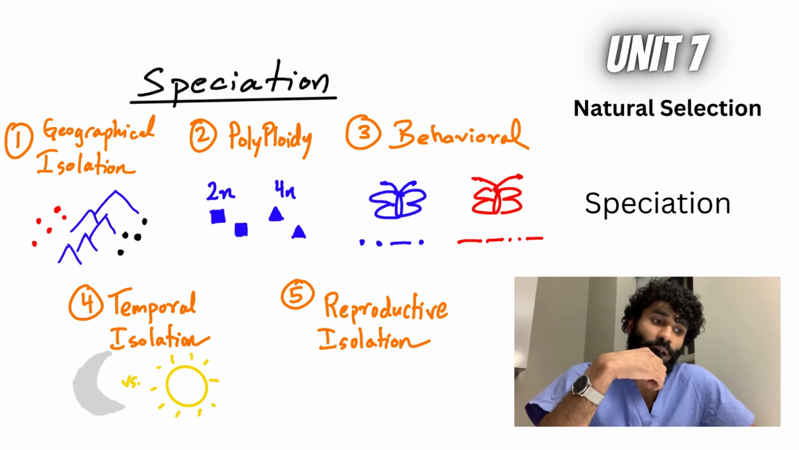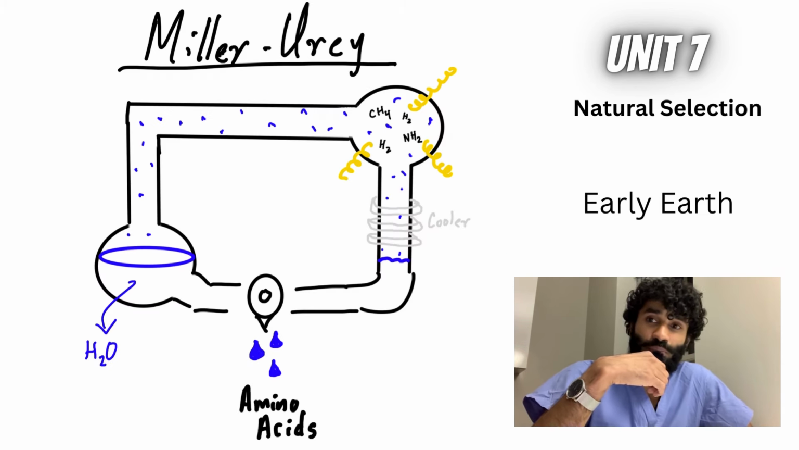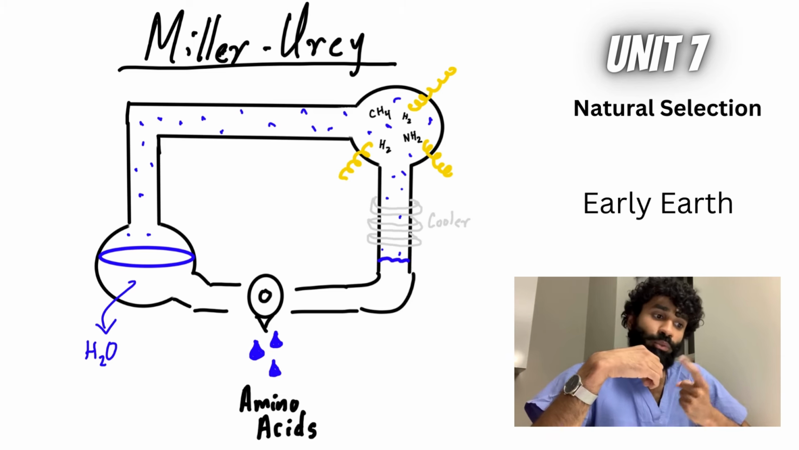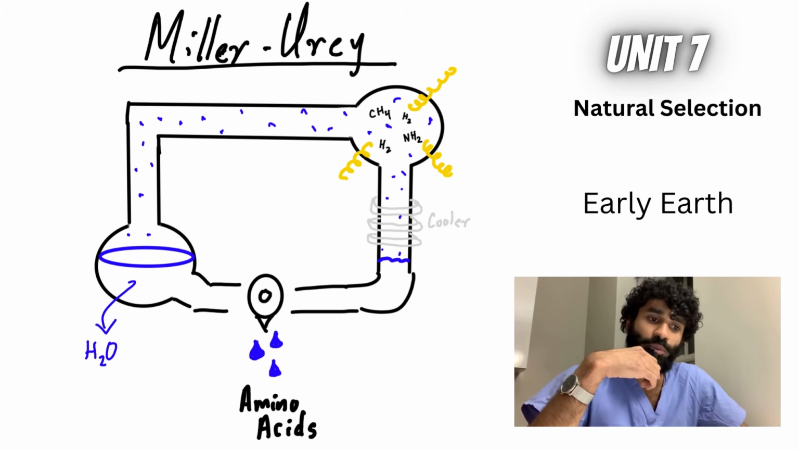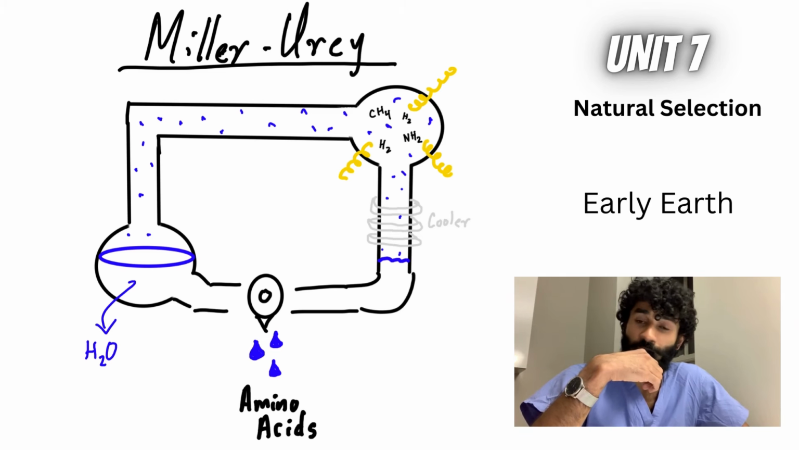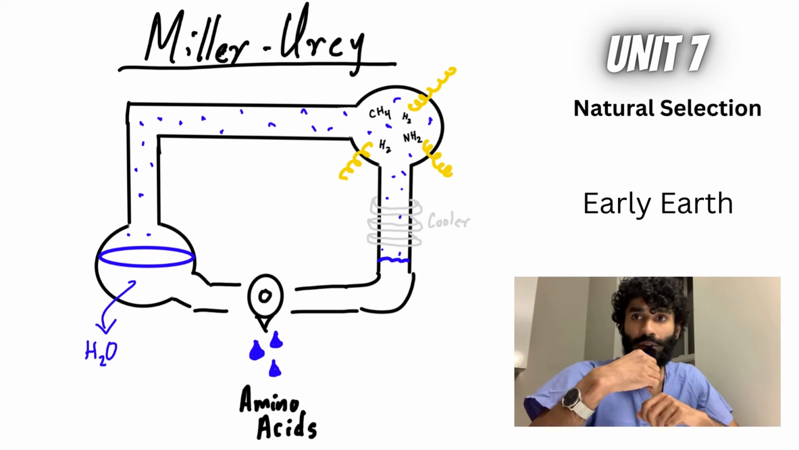And the last block is the Miller-Urey experiment, in which early Earth conditions were simulated by sparking a mixture of water, methane, ammonia, and hydrogen, which resulted in the formation of organic compounds like amino acids. And this suggested a possible mechanism for the origin of life on Earth.